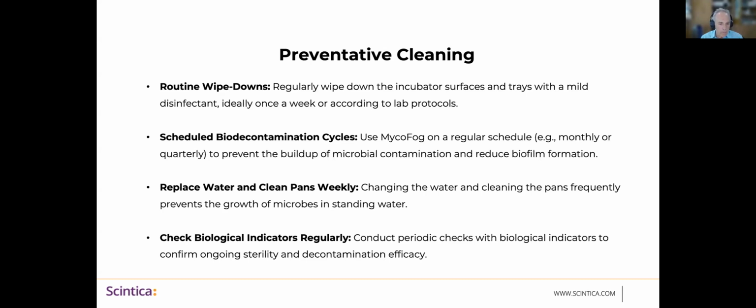Make sure you replace the water in the water pans regularly, weekly, and also run a biological indicator check. Now, as you can see, the difference between preventative and corrective is that there are fewer steps in the preventative. And so that's one of the reasons that we're a big fan of doing it regularly before you run into a contamination problem.